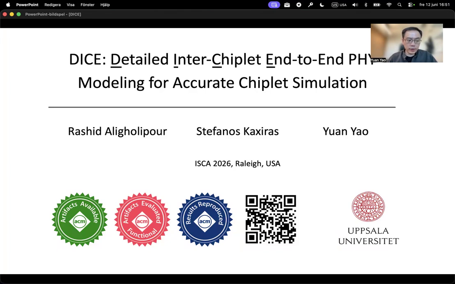The main question behind this work is simple. When we simulate chiplet-based processors, are we modeling inter-chiplet communication with enough details to make architectural studies accurate?